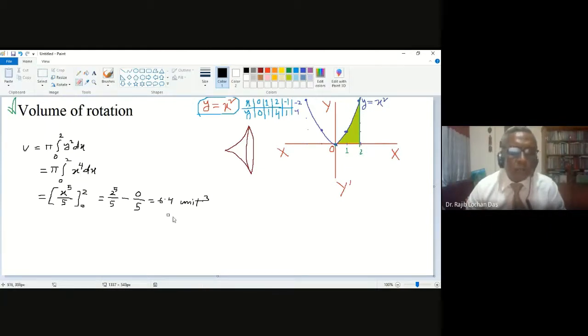So the volume of rotation of this particular shape, which particular shape? This one. The volume of rotation is actually 6.4 unit cube. So maybe centimeter cube, maybe inch cube, maybe foot cube, something like that. Okay, this is the question. Now you understand what I say? Is that clear or not?